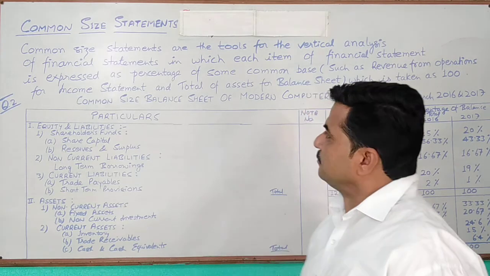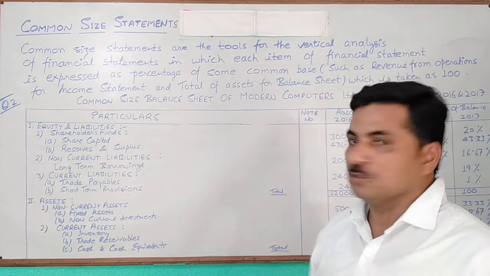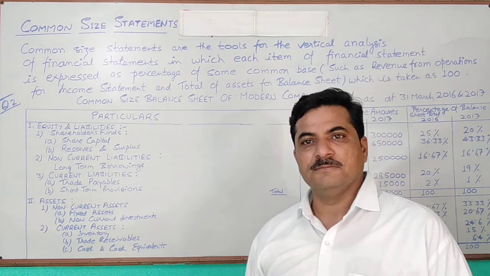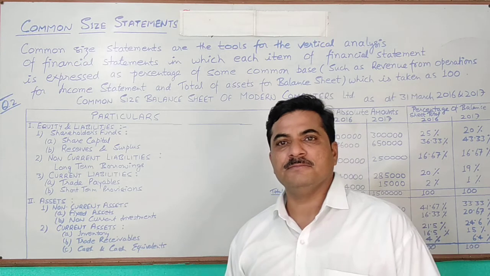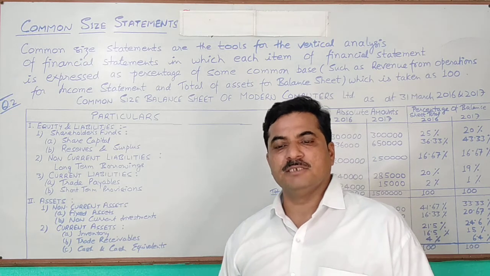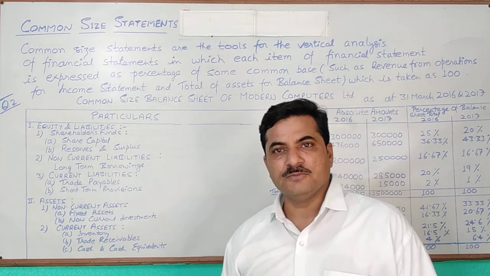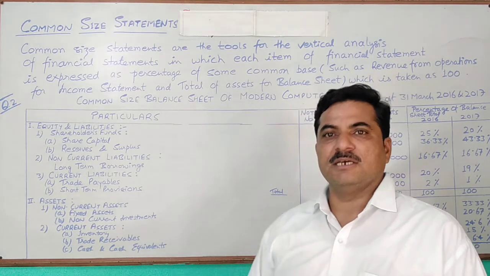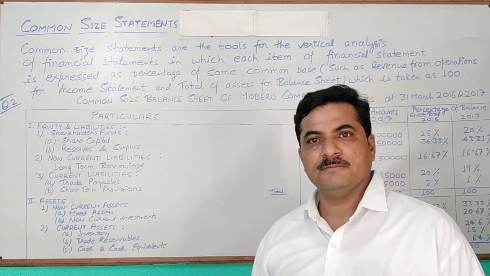When we prepare common size balance sheet, we use the total of the balance sheet for the same year as 100% for comparison. And when we prepare common size income statement, we use revenue from operation for the year as a common base, which is taken as 100 or 100%.